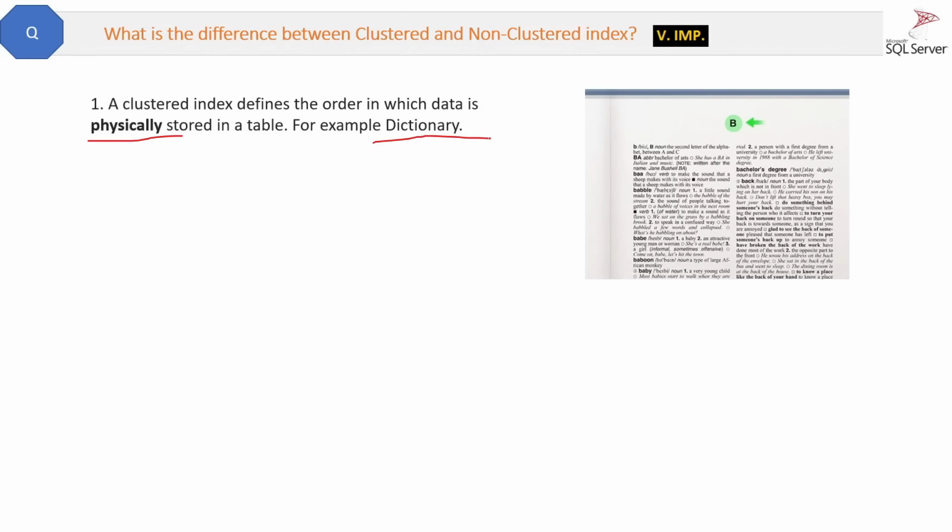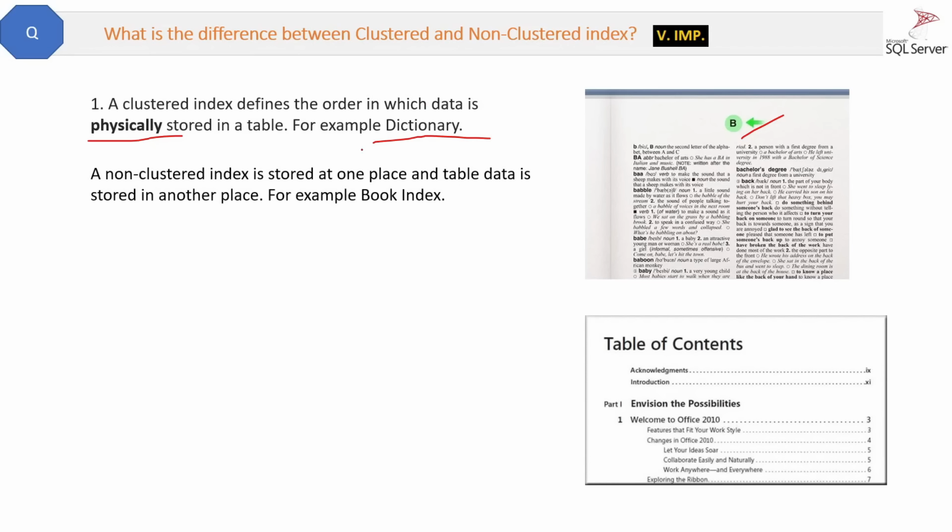For example, a dictionary. See, this B is also a part of the data only. So this is physically stored, and this is an example of a clustered index, and this is the dictionary.